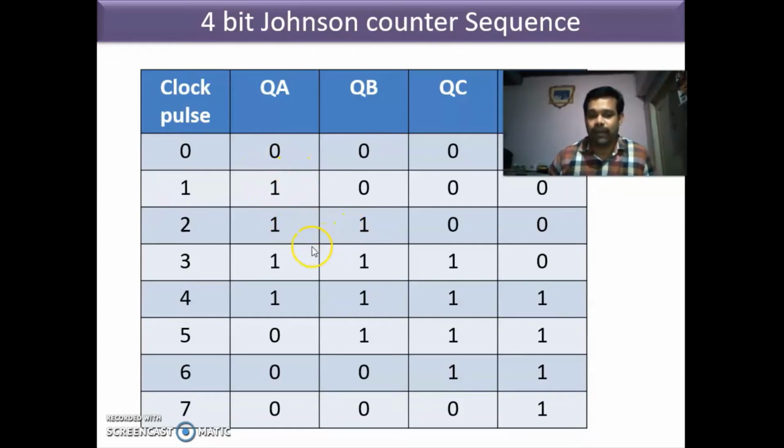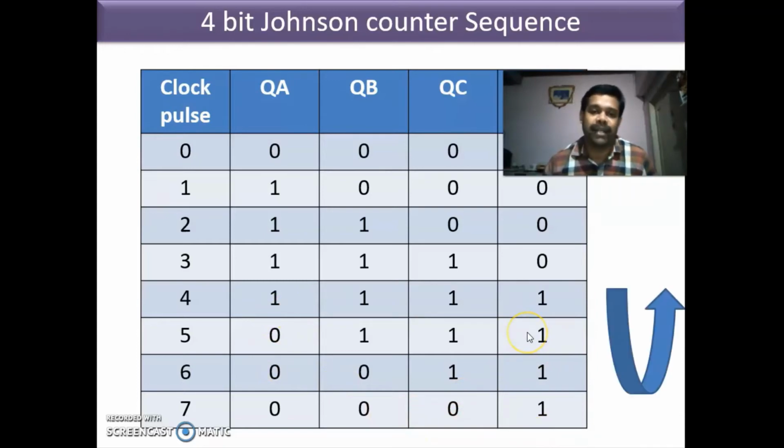In the next clock, both will be 1. So the next 3 outputs will be 1, and the last one will be 0. Then all the 4 outputs will be 1. When all the 4 outputs are 1, the complemented output will be 0. That is fed as an input to the first flip-flop. So again, the 0 will repeat, up to 0, 0. Again, the condition will repeat.